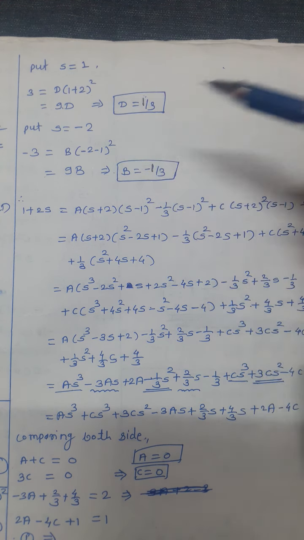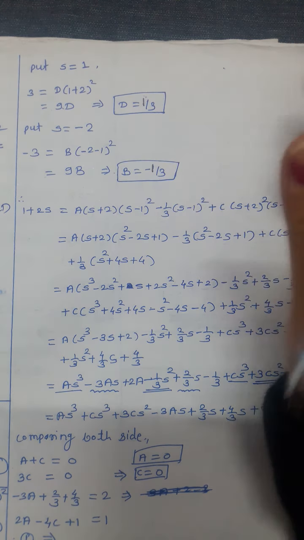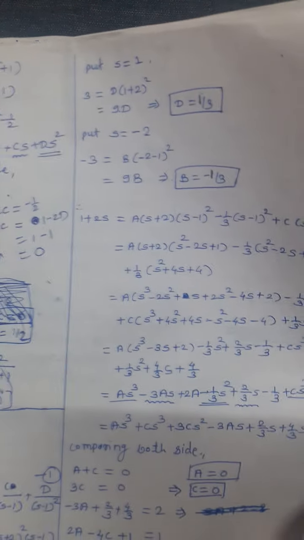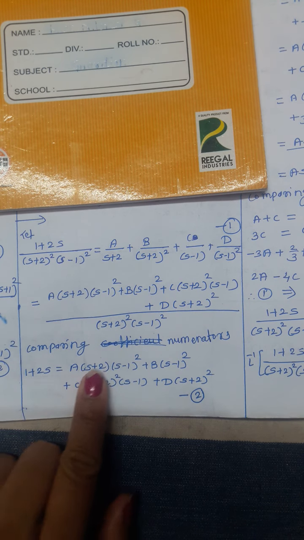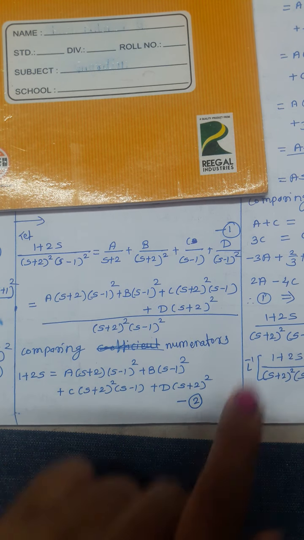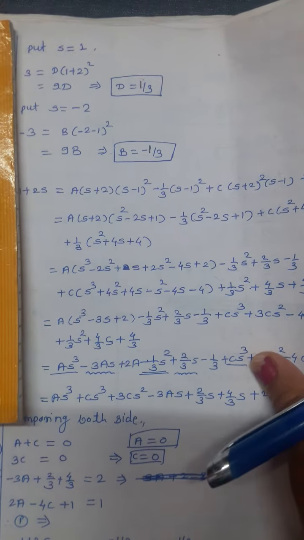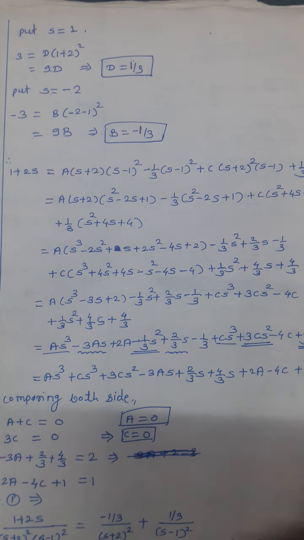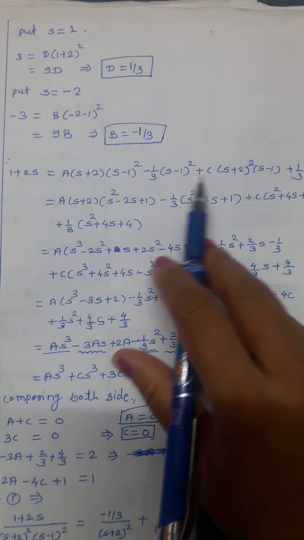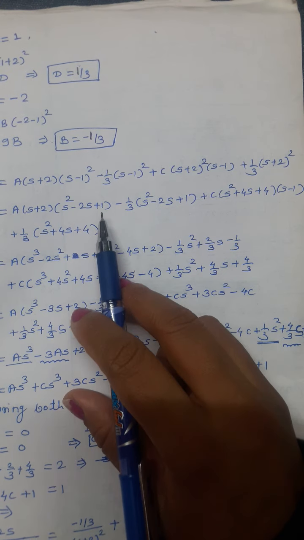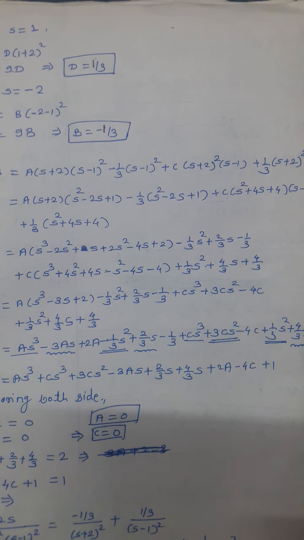Now the remaining A and C values we have to calculate by comparing the coefficients. That's why we have to start with this factor and expand all these things, and while expanding you can put the values we have just calculated, the values of D and B. Okay, now expand this. What we get: 1 plus 2s is equal to A into, this is the original equation. Now you have to expand this.